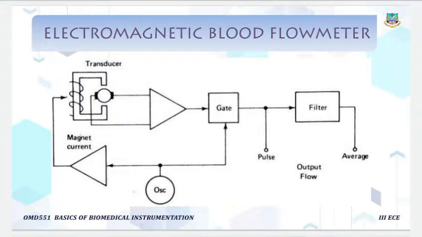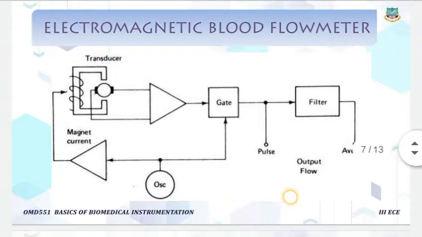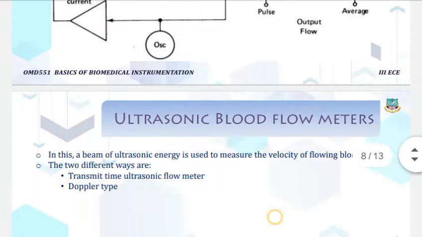Here in the magnet current drive, the input to the power amplifier stage, which supplies the current to the electromagnet, is fed from a free running multivibrator, just to provide the current to this electromagnet. This magnet current is generally used to provide some current to the electromagnet for good working. So this is about the electromagnetic blood flow meter.